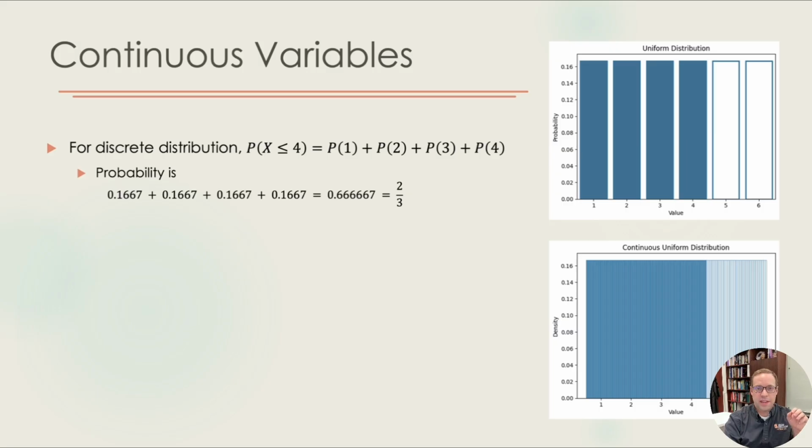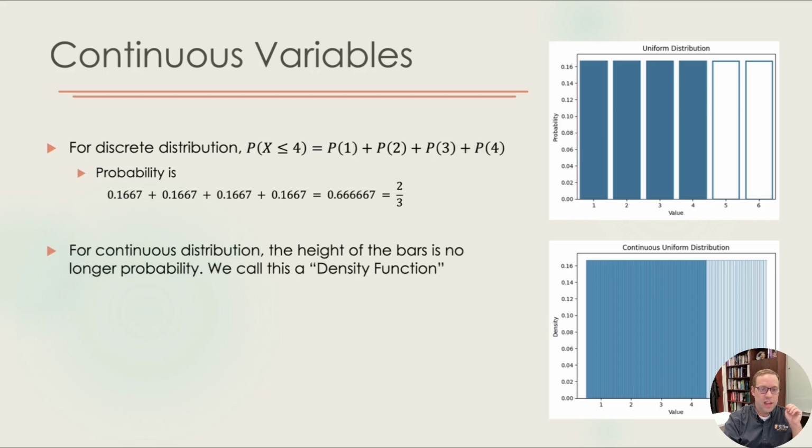I'm sorry, I have some math here. This is the probability for the discrete distribution of rolling either 1, 2, 3, or 4. There's the math for it. We're going to need that. For the continuous distribution, the height of the bars is no longer the probability, but we call it a density function. That would be the function that gives the top of this distribution here.